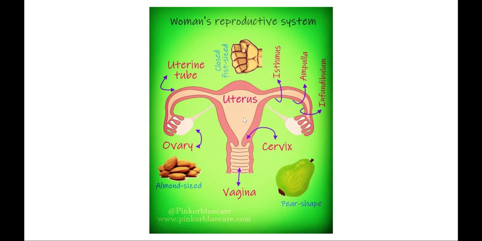It allows sperm to travel in. It allows a baby to come out. It secretes mucus here. During ovulation, that mucus becomes very favorable to sperm. It helps it move better and protects it from being destroyed. Outside of ovulation, the mucus becomes a little less favorable.